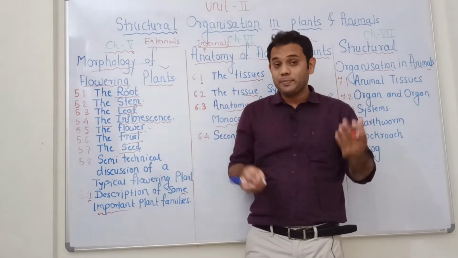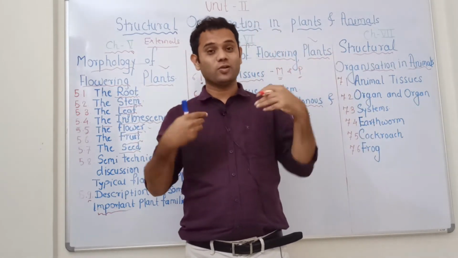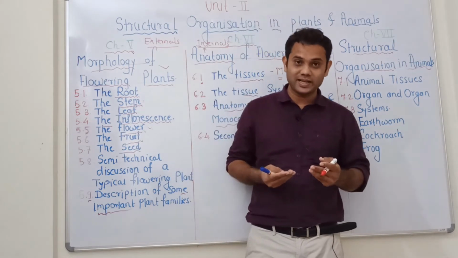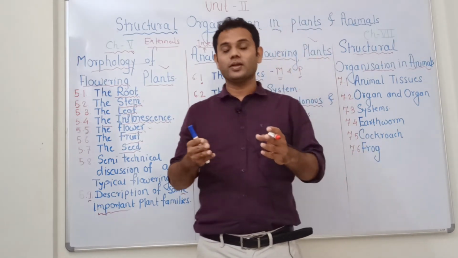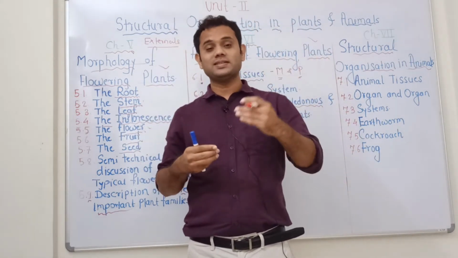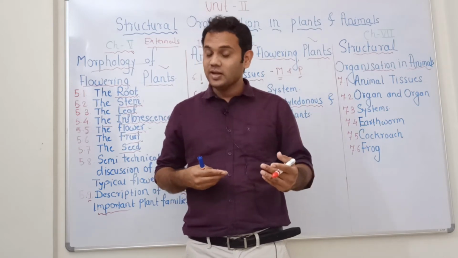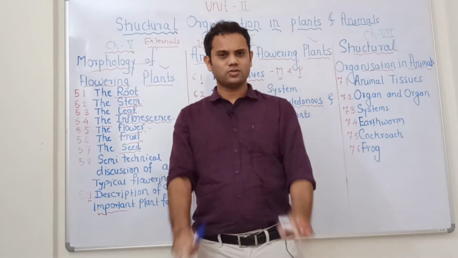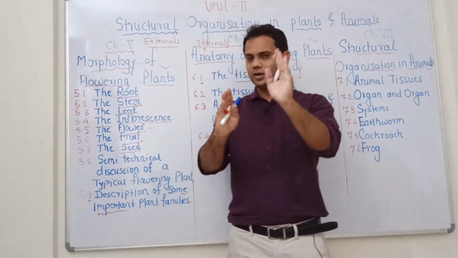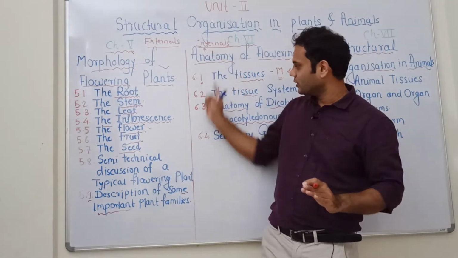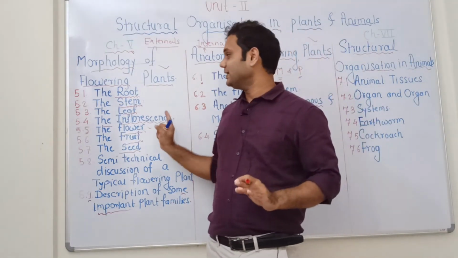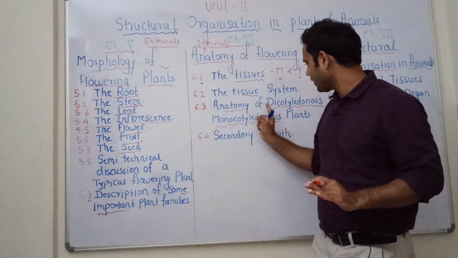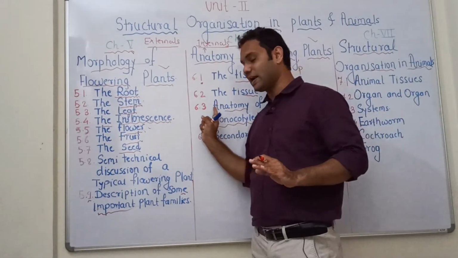Like you are having epidermis, hypodermis, cortex, endodermis, pericycle. Then vascular tissues like xylem and phloem, and pith. Don't bother about the words, we will discuss all this topic in detail. For the time being, just remember what you are going to study in the dicot and monocotyledonous plants anatomy.